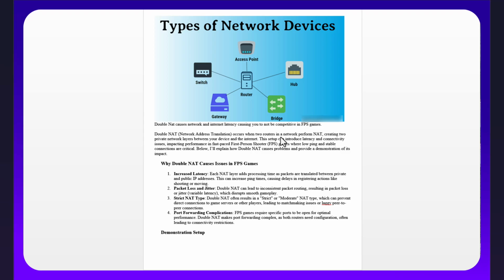It occurs when two routers in a network perform NAT, creating two private network layers between your device and the internet. This setup can introduce latency and connectivity issues, impacting performance in fast-paced first-person shooter games where low ping and stable connection are critical. And below, I'll explain how double NAT causes problems and provide a demonstration of its impact.